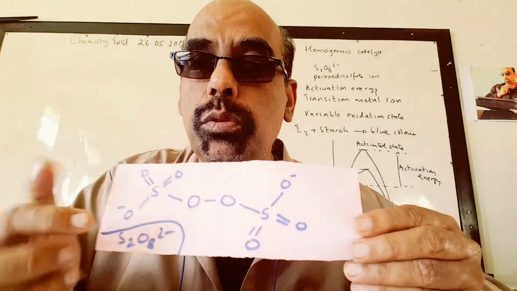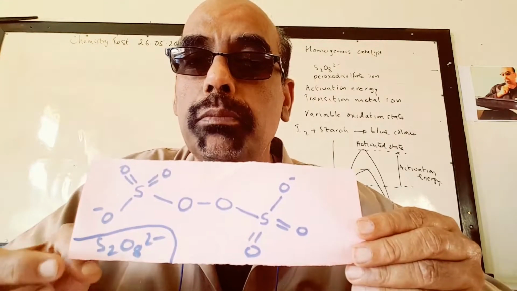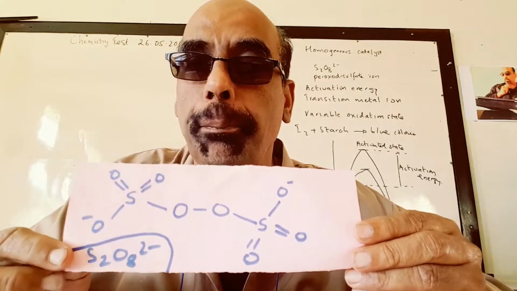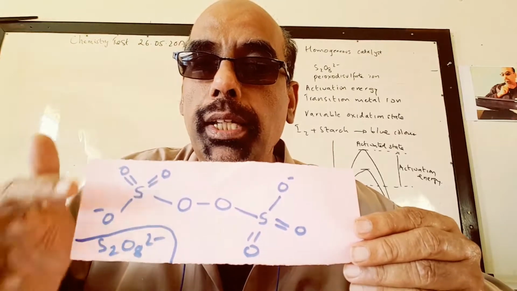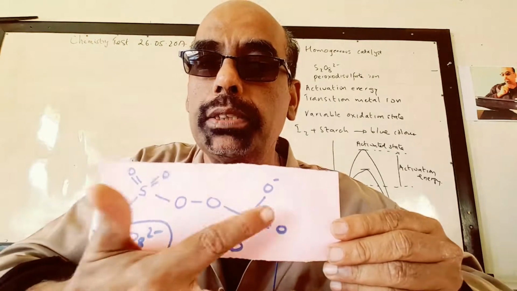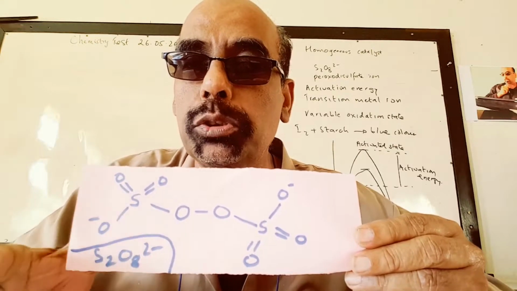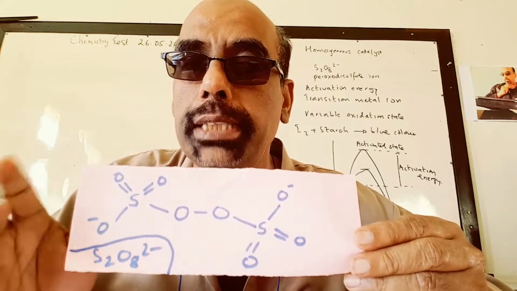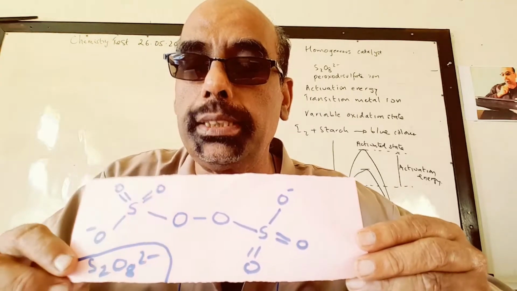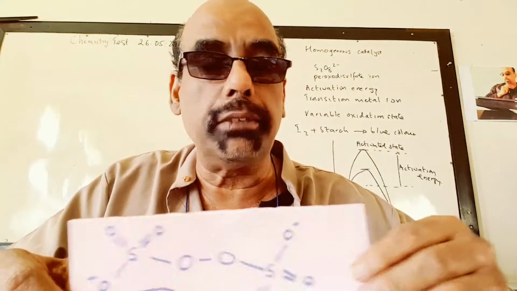You have the O2 group, 2 atoms. This is the peroxide group. And you have one sulfate and one sulfate, peroxydisulfate. So here you have the peroxide group and also you have the sulfate groups. It is di-negative. It is a negative ion.